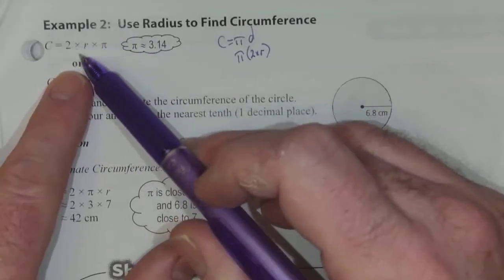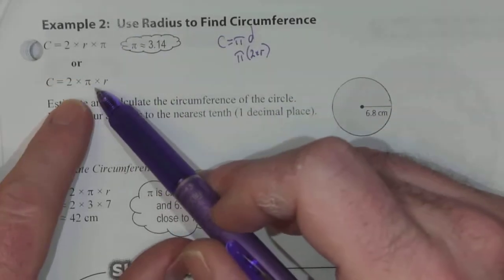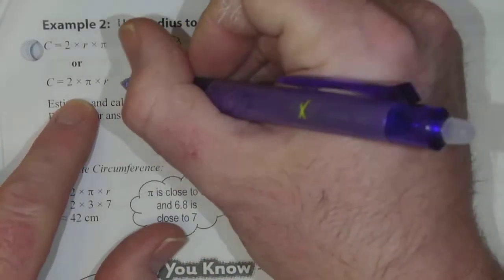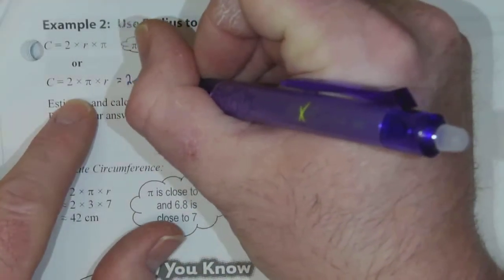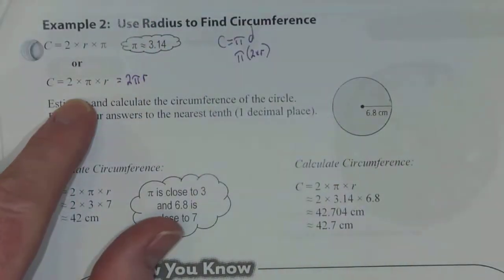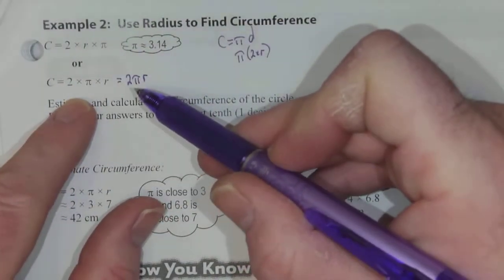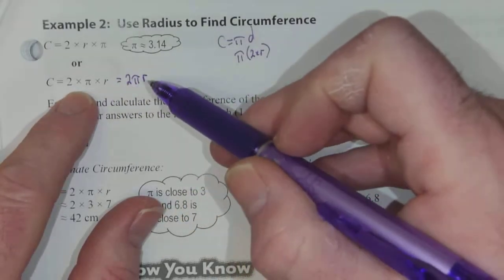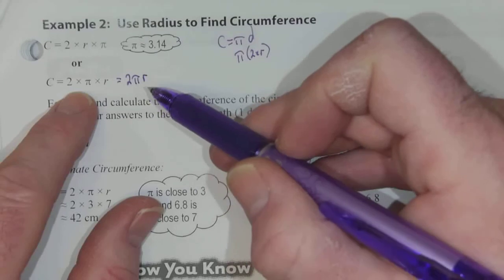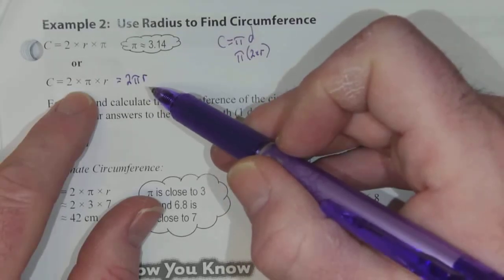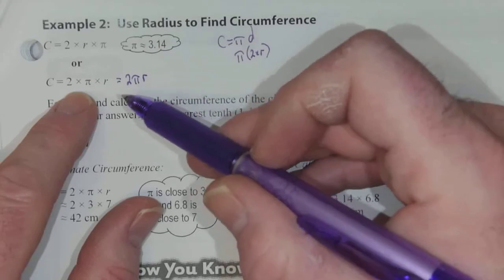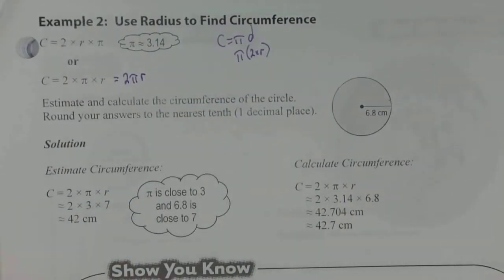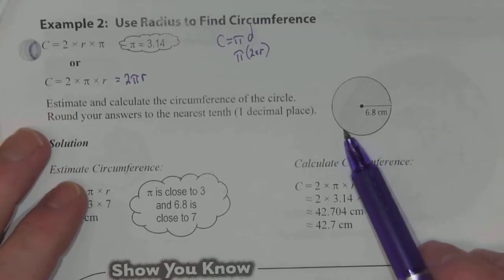Now, it doesn't matter what order you write these in. You could write it as 2 times pi times r, and I think this is probably the more common way you'll see it. But that's also equal to this. When you eliminate your multiplication symbol, it means the same thing. This means 2 times pi times r. So if you see this, don't get confused. This means 2 times pi times r. It's a shortcut.